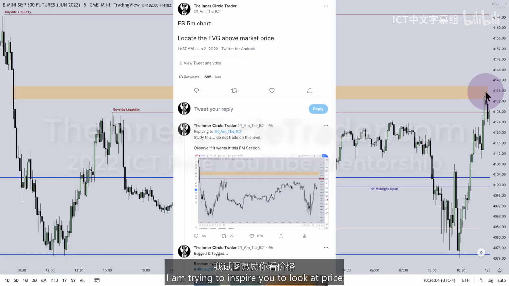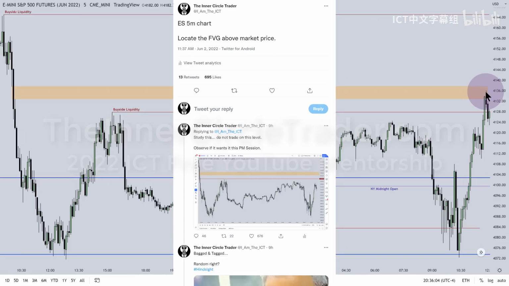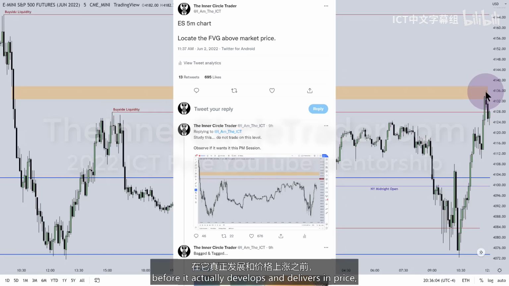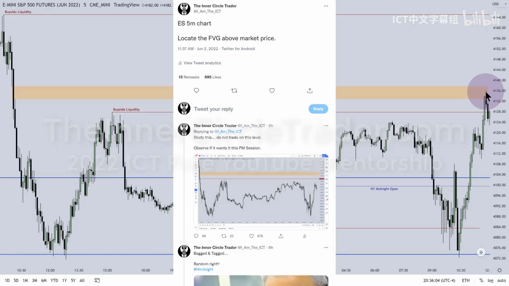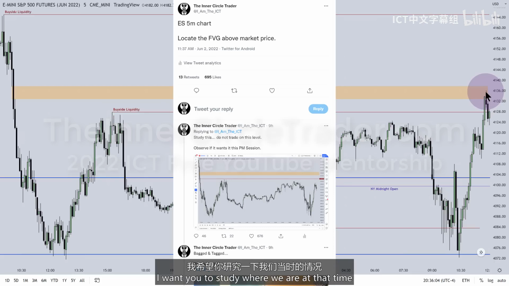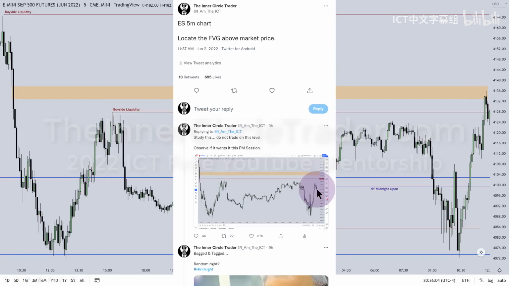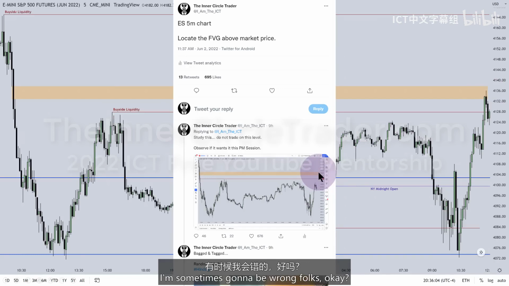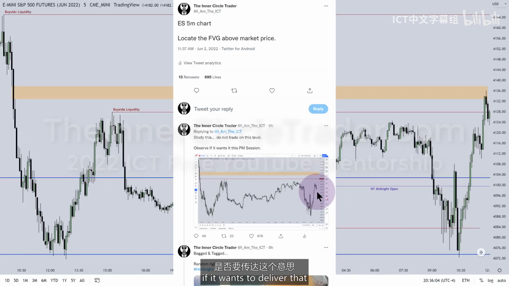I am trying to inspire you to look at price with the things I'm teaching you real time at that moment, before it actually develops and delivers in price, before your charts actually show it. I'm taking your attention to the right side of the marketplace. I'm pointing to a level. I want you to study where we are at that time at market price, which is in this example here, and then study how it gets to that level. I'm sometimes going to be wrong, folks. Okay, admittedly, I'm going to do it wrong. But I want you to study from when I say take notice of something, and see if it wants to deliver that by a specific time.